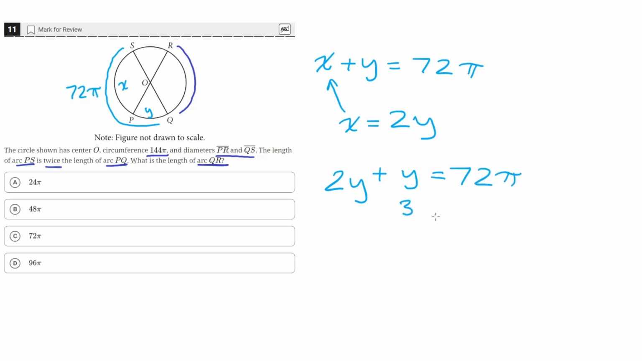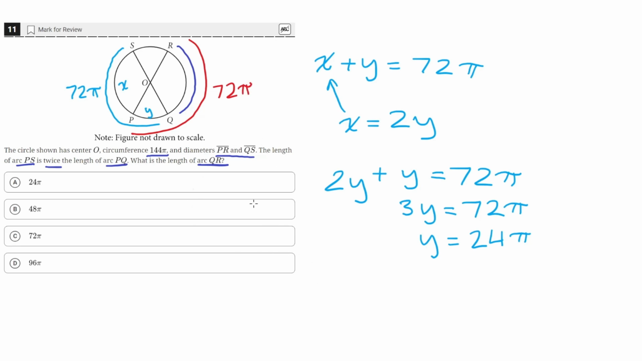So 3y equals 72 pi. And so 72 divided by 3 is equal to 24 pi. So here, the length of arc PQ is equal to 24 pi. Now, in order to find the length of arc QR, we know that PR here is also a diameter, which means that the total length of this arc that goes from P to R is also 72 pi.